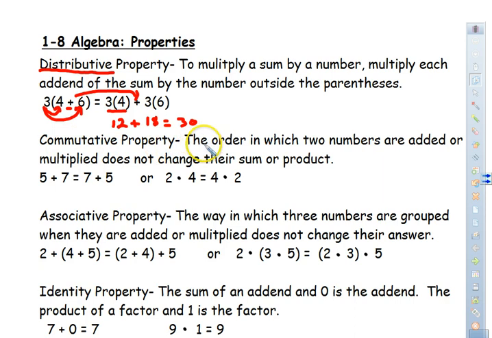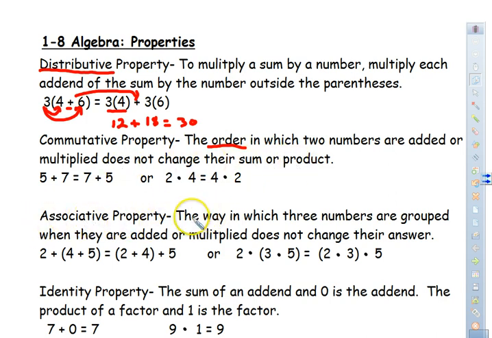Commutative property. The order in which 2 numbers are added or multiplied does not change their sum or product, meaning their answer. So this is the one that deals with order. The order does not matter. 5 plus 7 or 7 plus 5, both are going to give you 12. Same thing with these. 2 times 4 or 4 times 2 both equal 8. So the order is just out of place. Order does not necessarily matter because it will not change the answer.